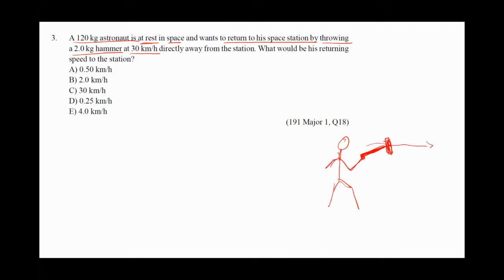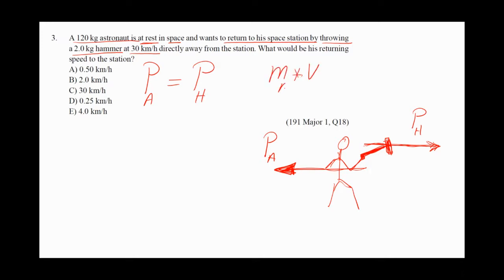So if he throws this hammer, what will happen? If he throws the hammer, he will have a reversed motion. What is the relation? The relation is momentum is conserved. The momentum of the hammer equals the momentum of the astronaut. So if he throws the hammer in a certain direction, he will move in the reverse direction. The two momentums are the same. So the mass times velocity of the astronaut equals the mass times velocity of the hammer.